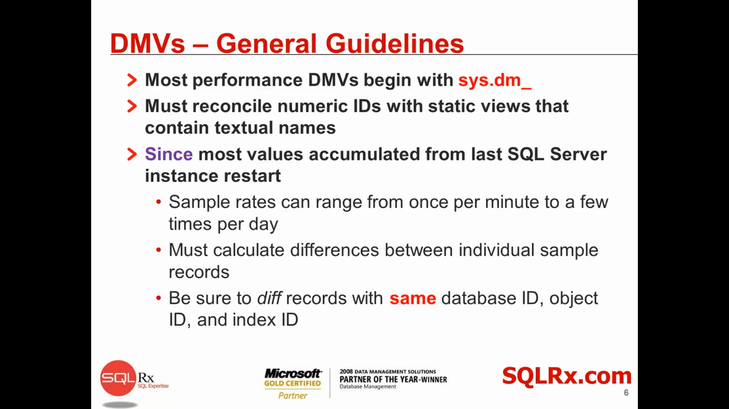Since most values are accumulated from the last restart, you can really vary the sample rates depending on what your goals are. Sometimes the sample rate can range from 1 minute to a couple times a day. You aren't going to lose any data. If your data bumped greatly in the middle and then went back down, you won't see it if you do a very sparse collection. If you collect every minute, you'll probably get very close to what you were looking for. It's just a personal choice and how much overhead your system can tolerate.